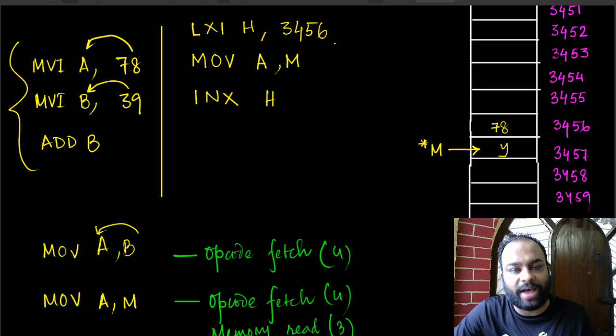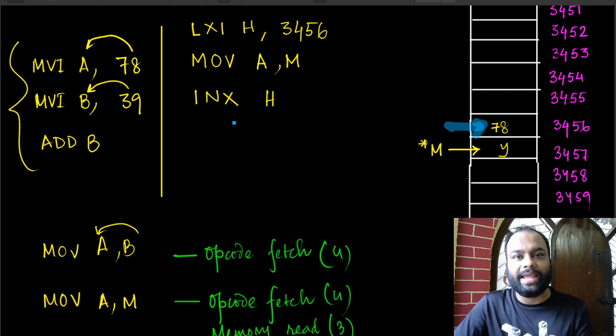It was 3456, so it was pointing to this memory location. Previously it was pointing to this memory location, and now it is going to point to this memory location because I have incremented the HL register pair. So the HL register pair now has a value of 3457. Okay, you get the point.